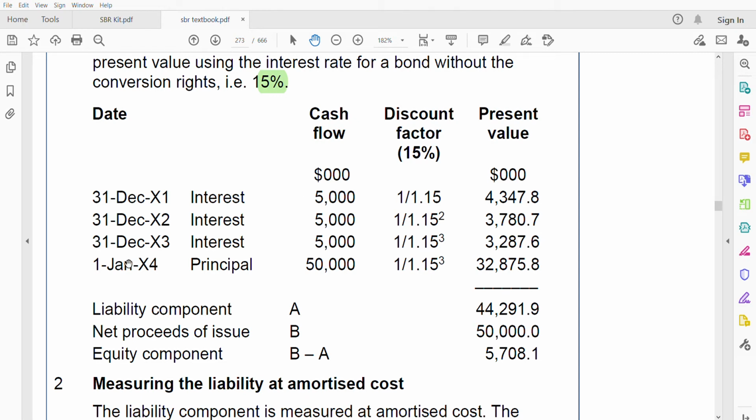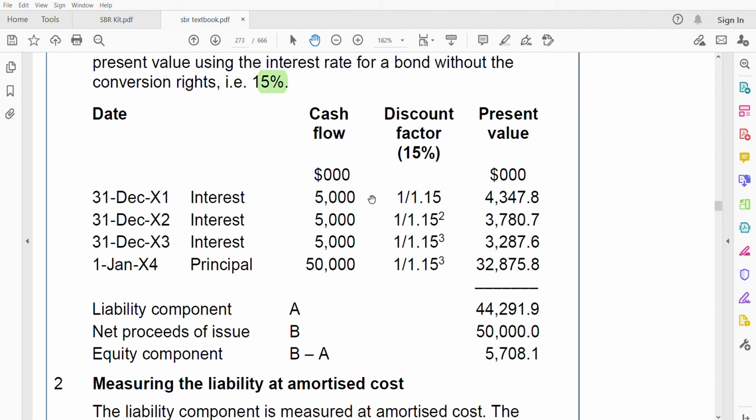This you can show on the same date also. Most of you will be confused because this is 1 day difference, why this is 3 and why this is not 4. Because in the last installment you'll be receiving the interest plus the principal. So it's 3 and 3. Don't take 4 here in the power.